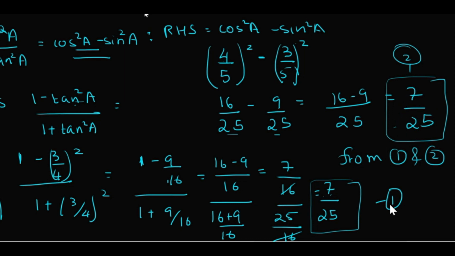Now I can name this as equation 1 and this as equation 2. From equation 1 and 2, we have LHS equal to the RHS, as both of them are equal to 7 by 25.